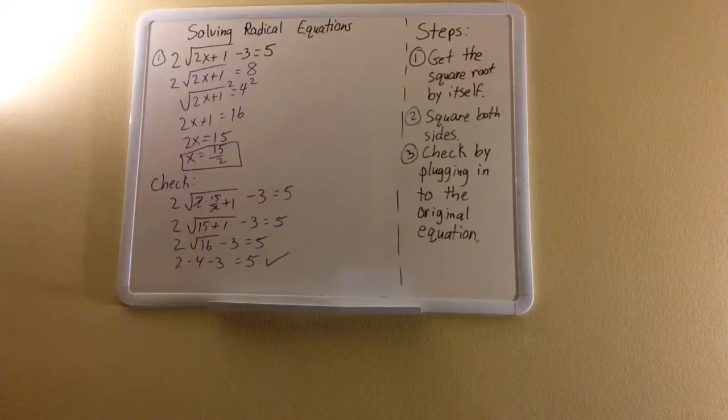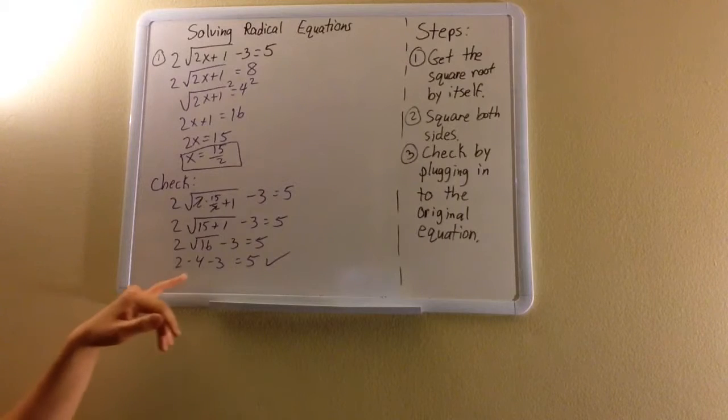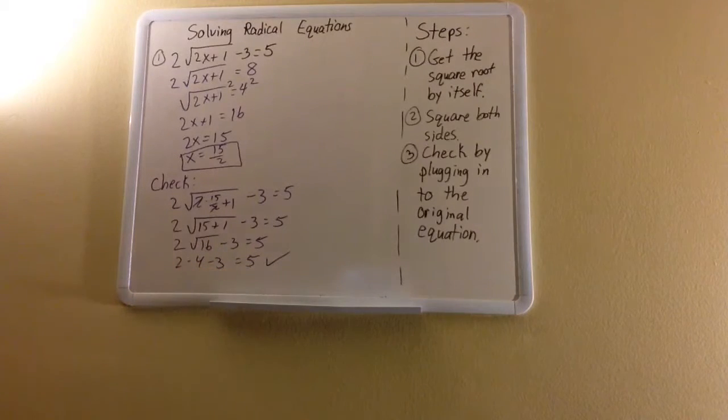Couple examples of things not working is if I had a negative in the square root, or if I had a negative as my answer. So maybe I got a positive 5 here, but this said it was equal to negative 5. That would be an incorrect answer. Alright, I'm going to do another example for you, and then we'll do the bonus question.